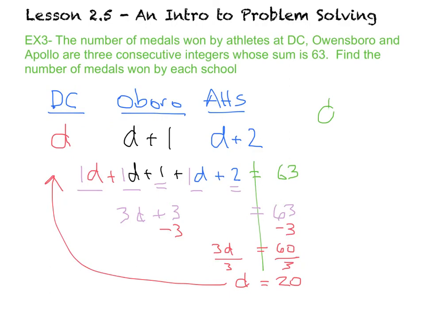So if DC won 20, that means Owensboro won 21 and Apollo 22. And if you add those all together, you get 63 medals. That's how you do a consecutive integer problem. You should now be ready to complete homework problem 6. And that brings us to the end of our notes.